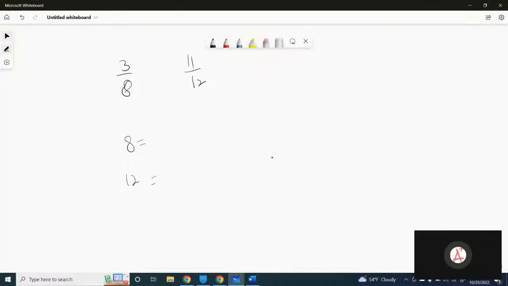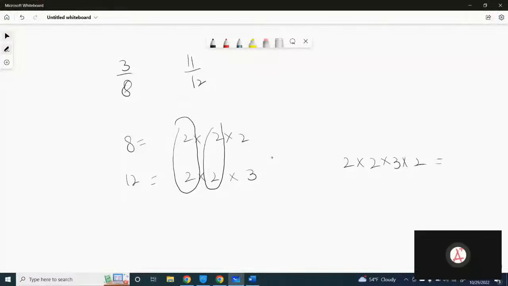Got it? So for 8, it is 2 times 2 times 2, and for 12, it is 2 times 2 times 3. So the common prime factors are 2 and 2. Let's just write down the common factors, and the other non-common factors are 3 times 2. So just multiply the numbers. Yes, the answer is 24.